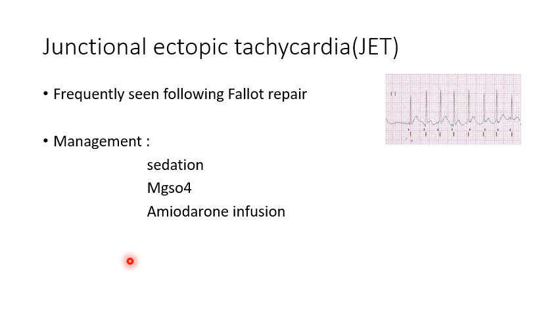One of the most common complications after repair of Fallot is junctional ectopic tachycardia, which is frequently seen following the repair. Management includes cooling, sedation, magnesium sulfate, and in resistant cases, amiodarone infusion can be used.